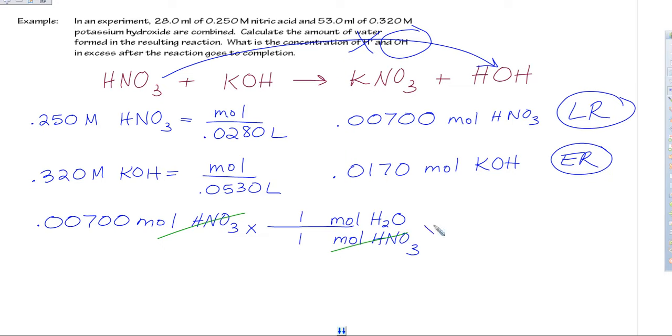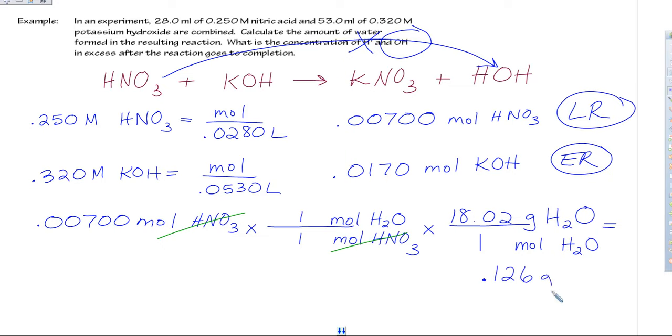Now I'm going to switch it over to water. I'm going to cancel moles. And I'm going to put it in grams of water. And I'm going to look up the molar mass on the periodic table. And I'm going to say 18.02 grams. Because if I plug this in my calculator, I'm going to be looking at about 0.126 grams of water.